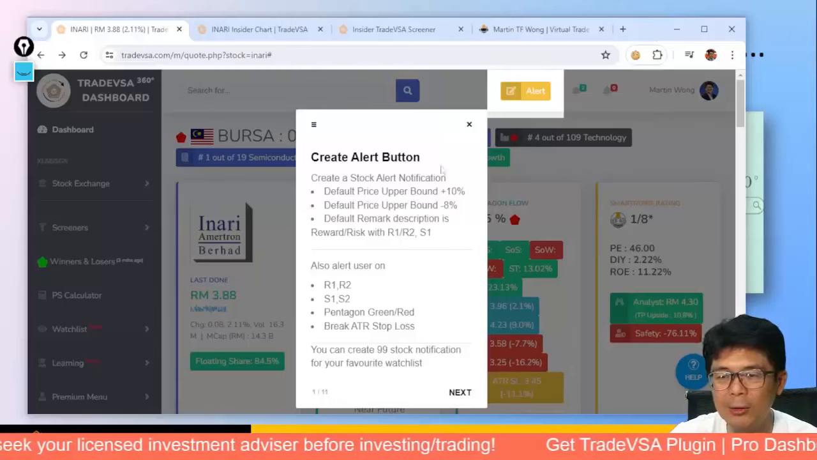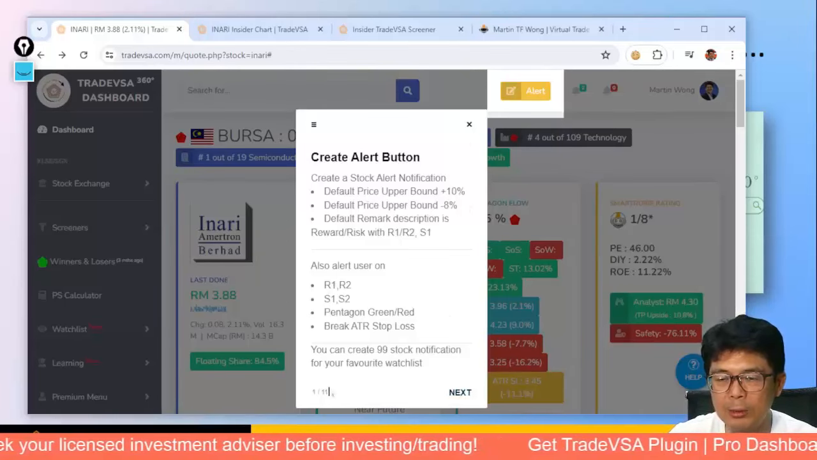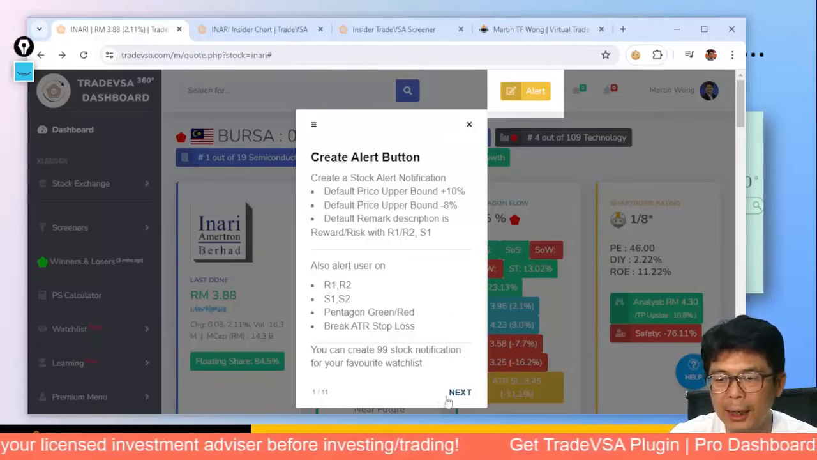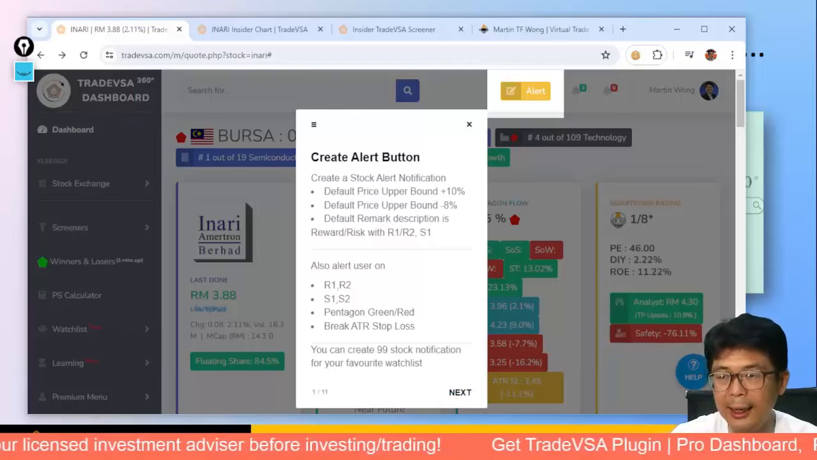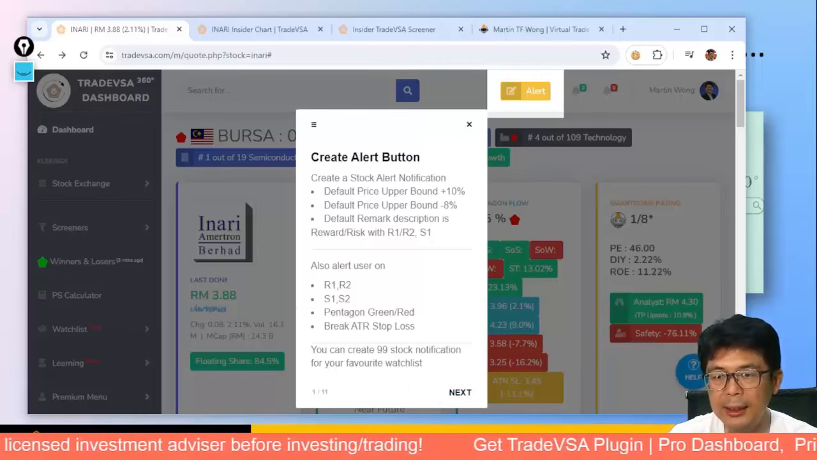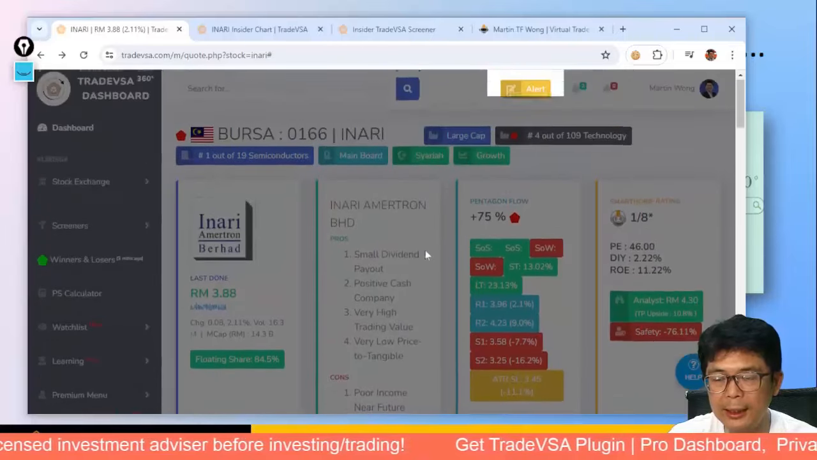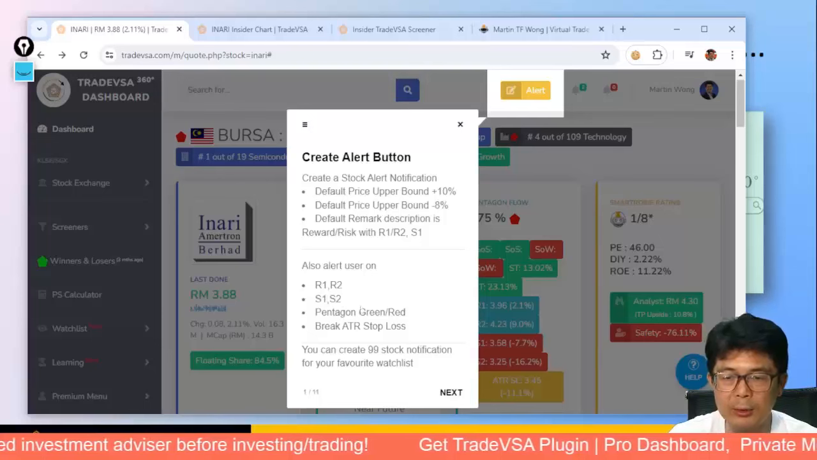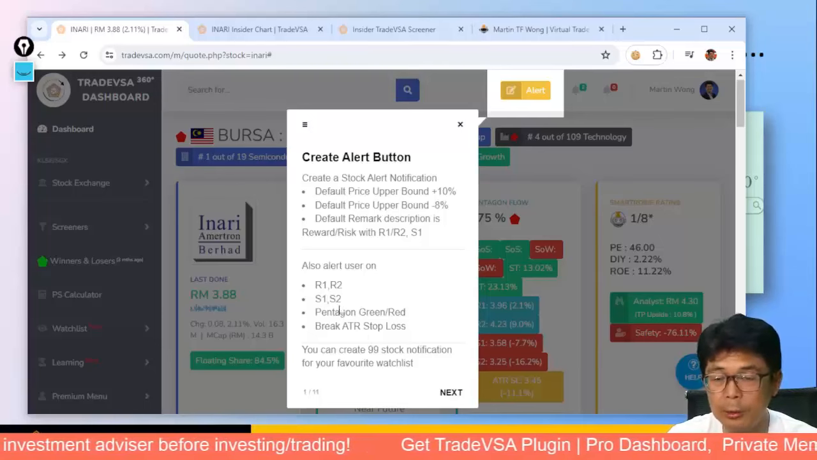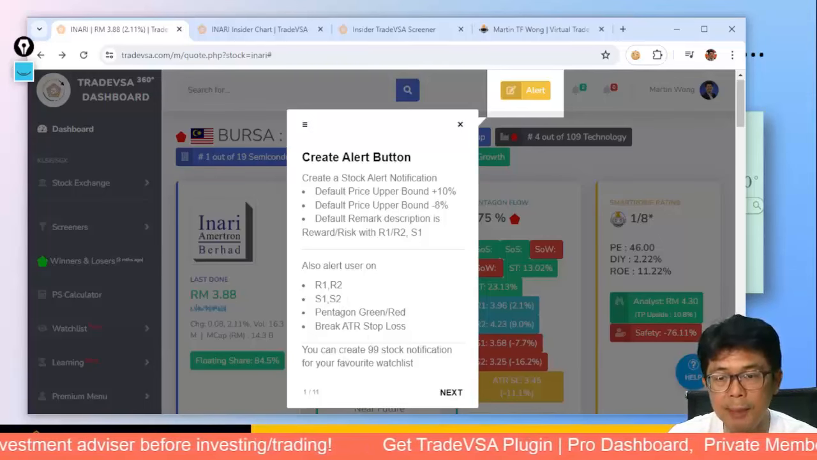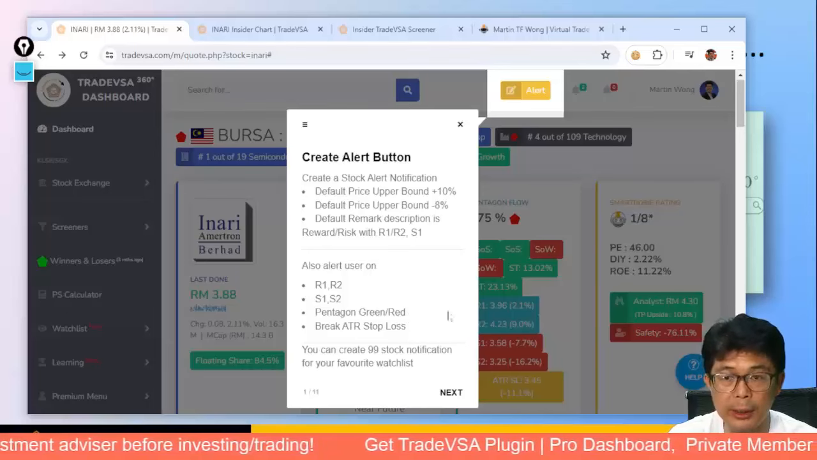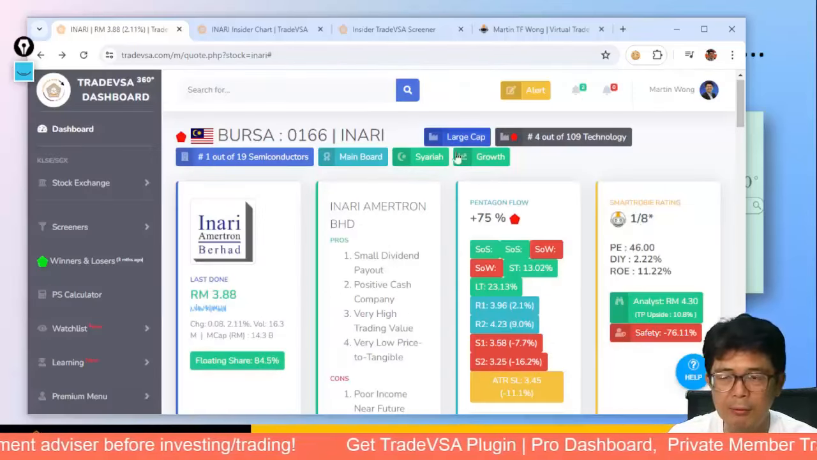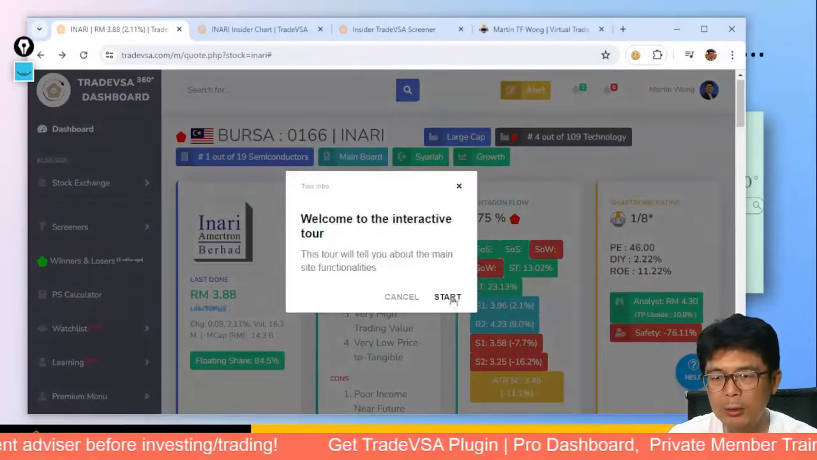Okay, so we were here, so you can see S1, S2, up to this point, and then you will have the alert. Right at the alert, you can create up to about 99 alerts. They have R1, R2, S1, S2, and it will alert you if you hit R1 and R2, Pentagon green and red, and also if you break the ATR stop loss. So this is a very good way to alert.